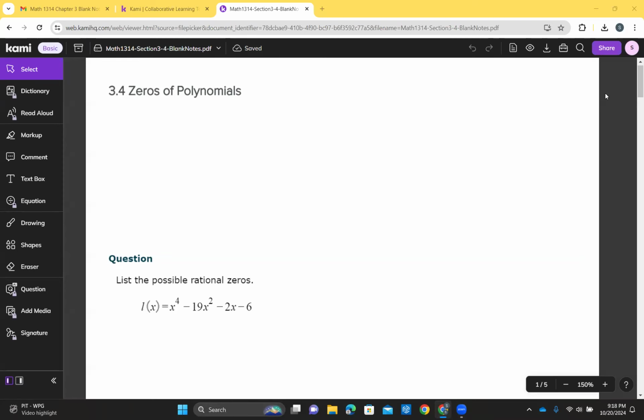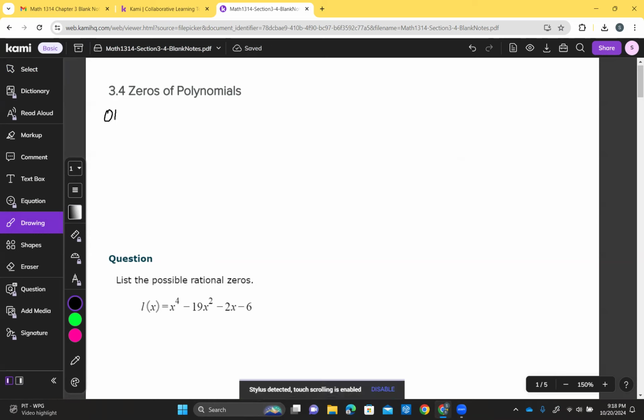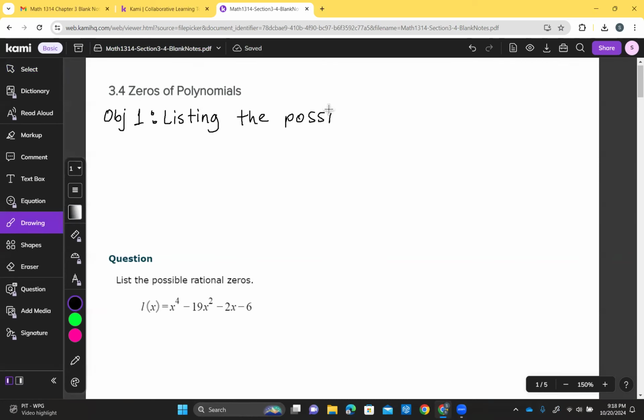Section 3.4 is called zeros of polynomials, and it's going to have a lot of different objectives, and we're going to take a look at the question types we need to understand with this lesson. So the first objective is listing the possible rational zeros of a given polynomial. One of the objectives we have to master in this lesson is listing the possible rational zeros for polynomials.